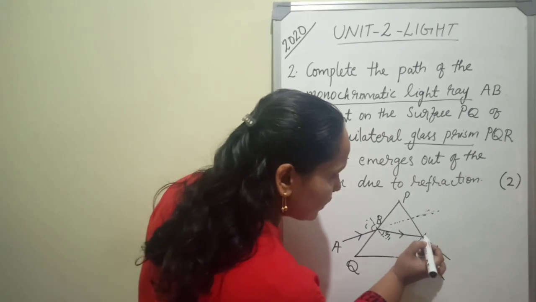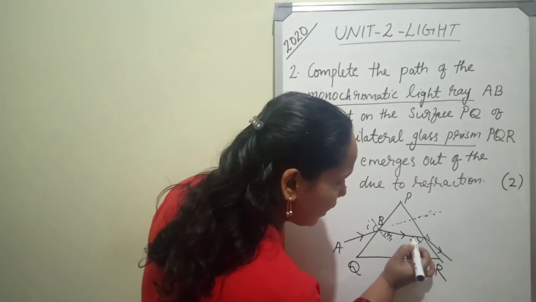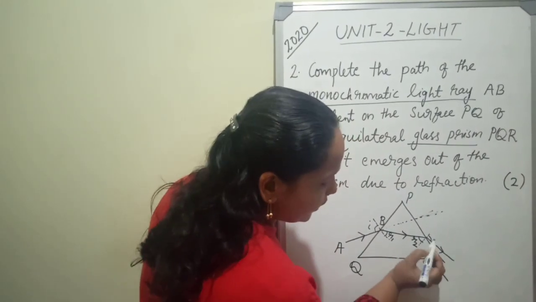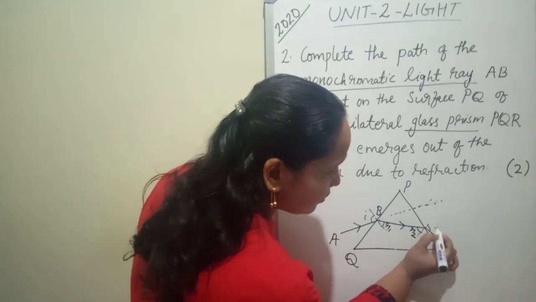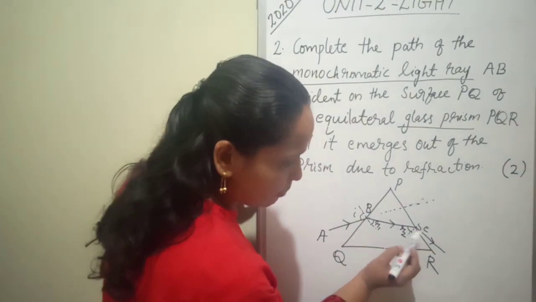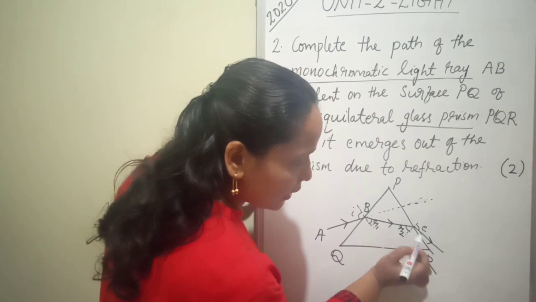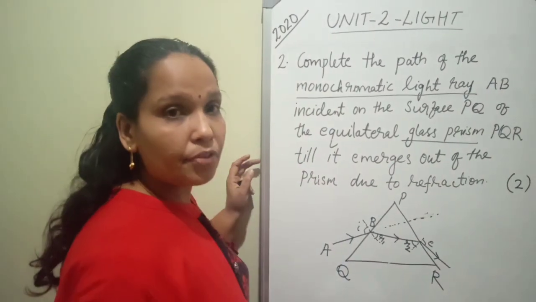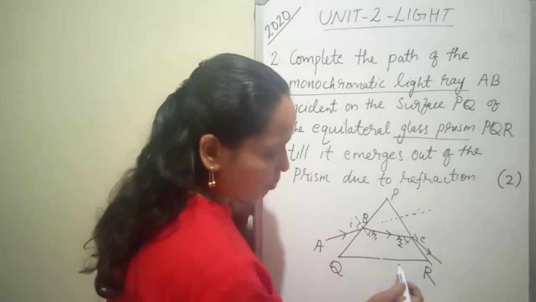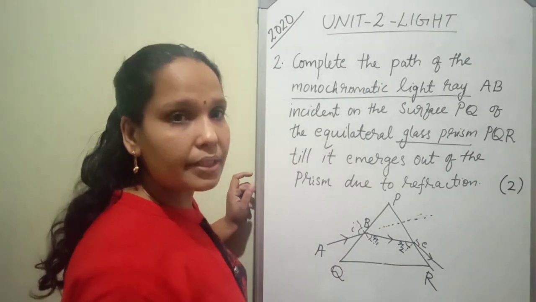So this can be angle of refraction. And here we will have the emergent angle. That means normal and emergent ray. Angle between emergent ray and the normal is called angle of emergence.